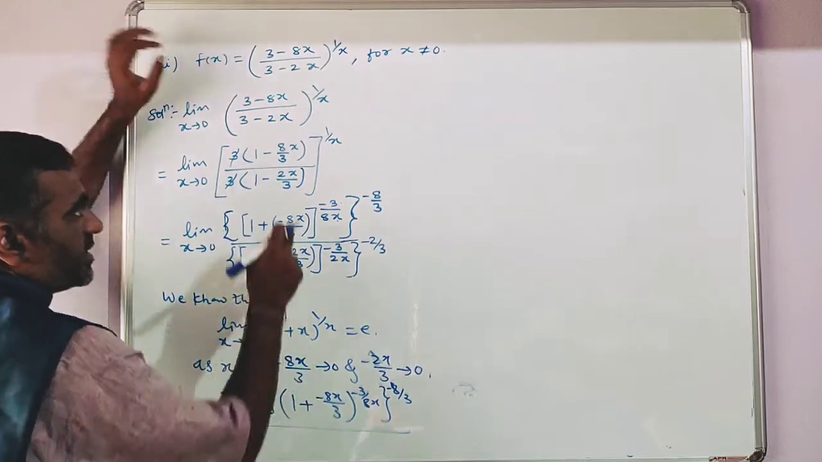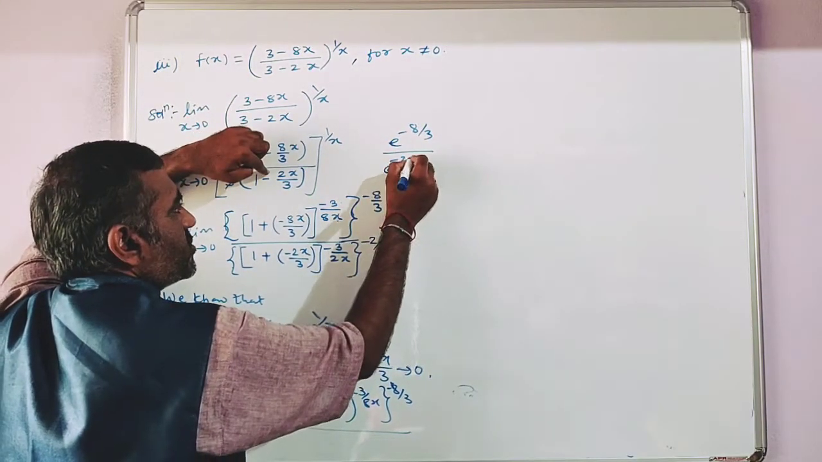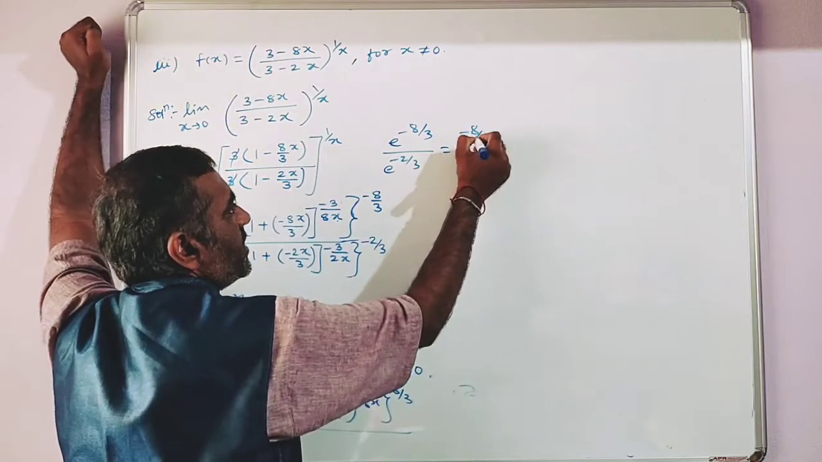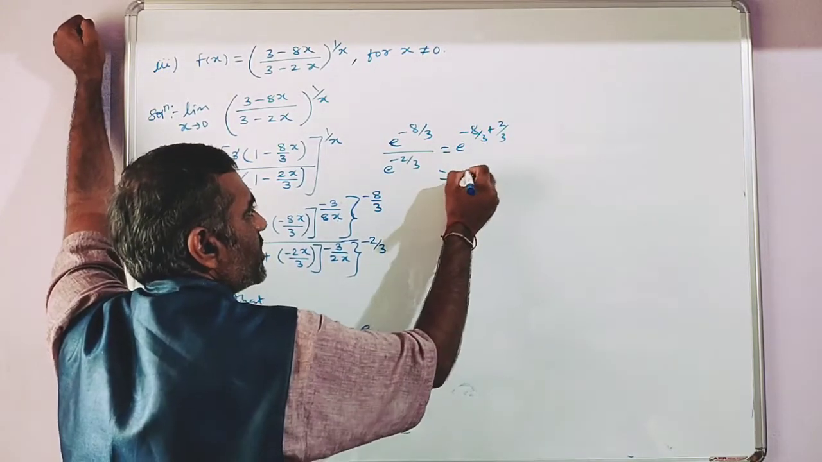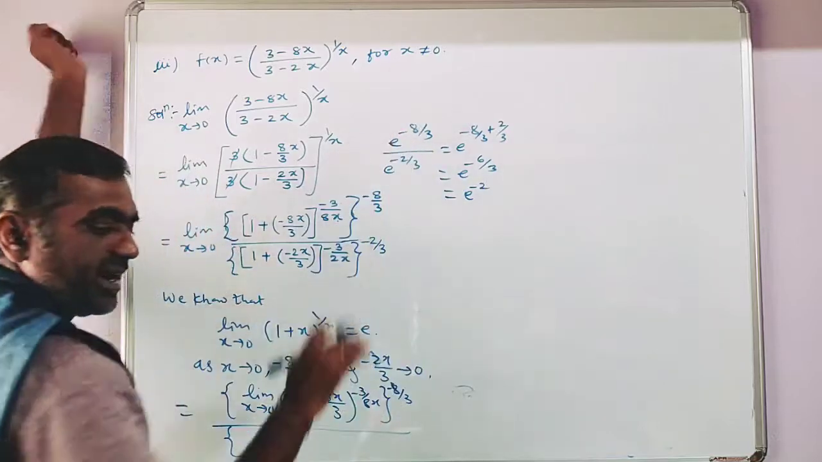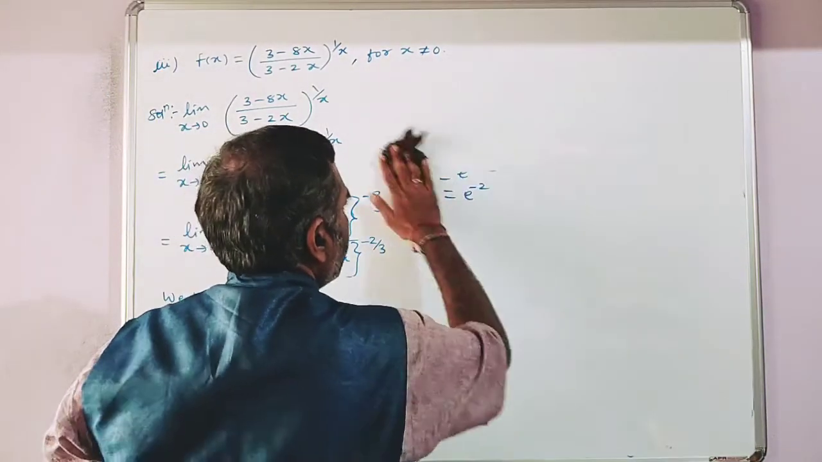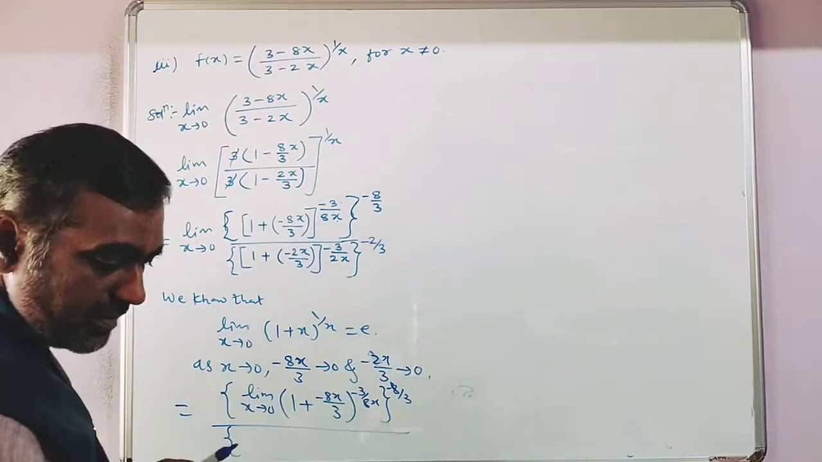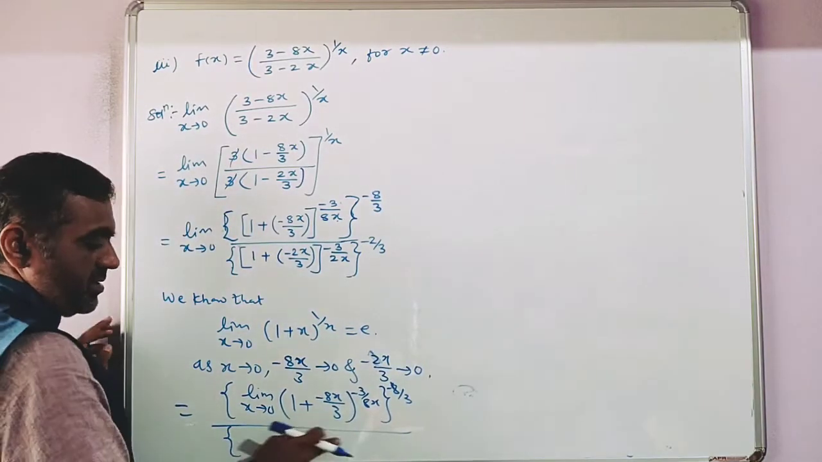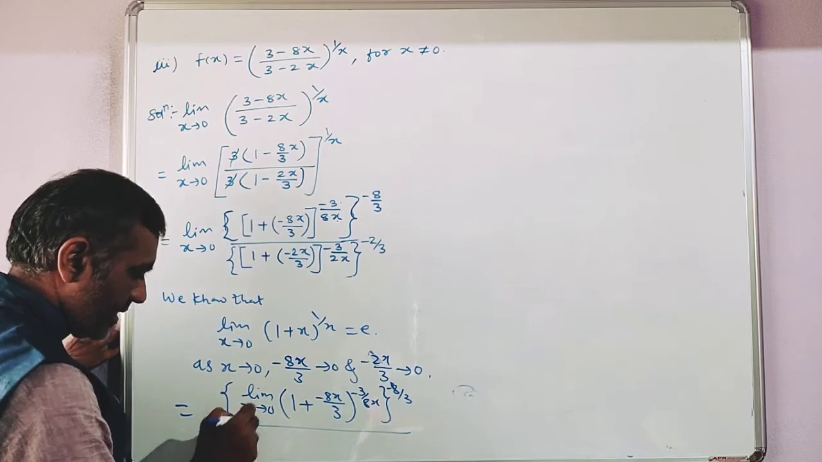by, by the shortcut we can say that e raised to minus 8 by 3, and here e raised to minus 2 by 3, which is equal to e raised to minus 8 by 3 plus 2 by 3, which is equal to e raised to minus 6 by 3, which is equal to e raised to minus 2. You can write it directly. This is the shortcut method for competitive exams. But for the state board, we can write like this. The proper writing is here.